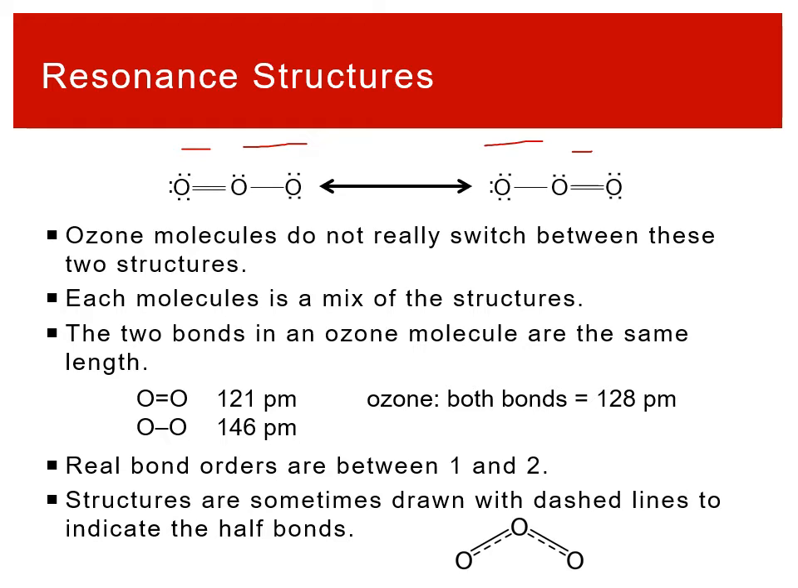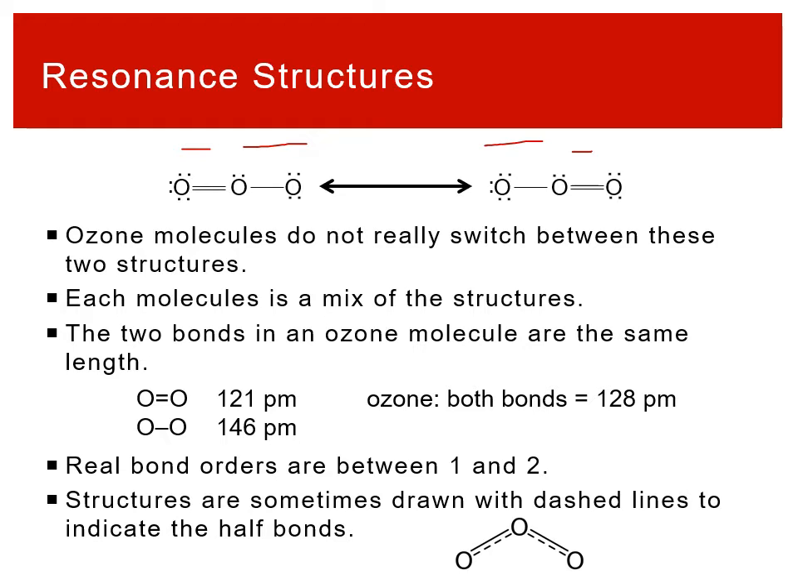The molecule is not going back and forth between one double, one long, one short, one long, kind of pumping or something like that. Instead, the real molecule is a mixture of these two Lewis structures, a mixture of these representations. There's a double bond on one side and a single bond on the other. And so what ends up happening in ozone is it has something like a 1.5 bond. It's halfway between, a mixture of single bond and double bond.